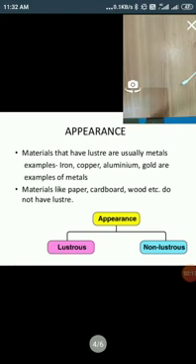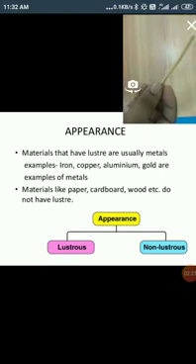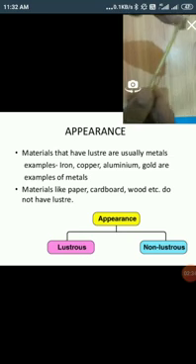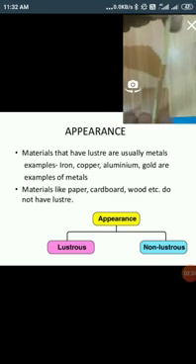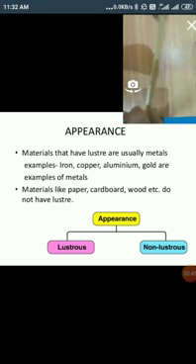Appearance. So students, by seeing a particular object, you can identify whether it is lustrous or non-lustrous. Here I am going to show you certain objects. Here is one of the objects, this is a wood piece. Are you all able to see? In the wood piece, you find the surface of the wood piece is non-lustrous. It is not shining. So this object is non-lustrous.